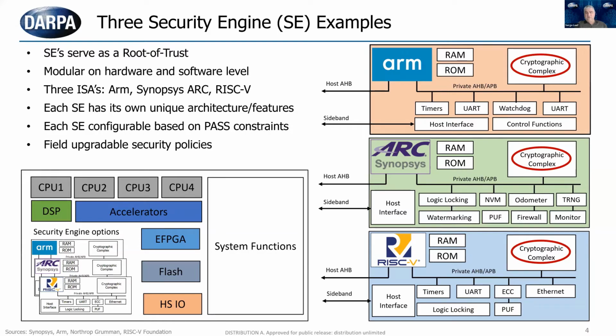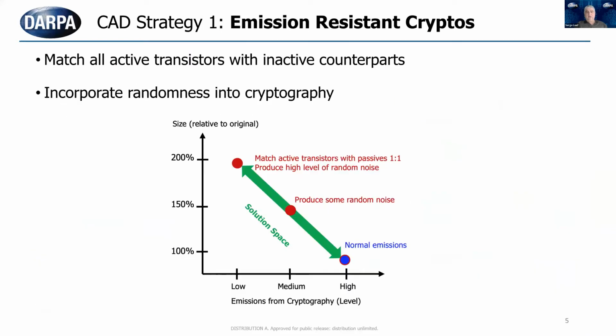In other words, what constructs can be visible to various monitoring techniques, and how can they be hidden by rearranging the IC layout. So in the first strategy, the emission-resistant cryptos, there are 2 rather simplistic ways of thinking about building something that's emission-resistant. One is, well, we can take all the transistors that are active and match them with inactive counterparts, thus essentially making emissions approximately consistent throughout execution. Another strategy is to take randomness and noise and incorporate it into cryptography, so there's too much going on to infer what's happening.